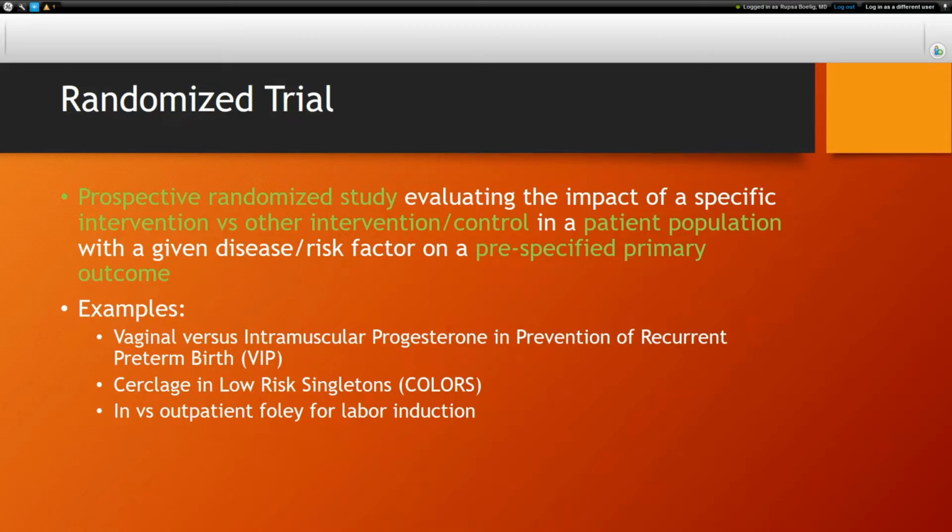And so, there are a number of examples of randomized trials that we've done here. These are looking at vaginal versus intramuscular progesterone, cerclage versus no cerclage, inpatient versus outpatient Foley. Those are examples of randomized trials looking at therapeutic intervention. There are also randomized trials, like I said, looking at management protocols. So for example, 1-step versus 2-step for diabetes screening. I know Katie had worked on developing a randomized trial, also looking at management protocols for diabetes.